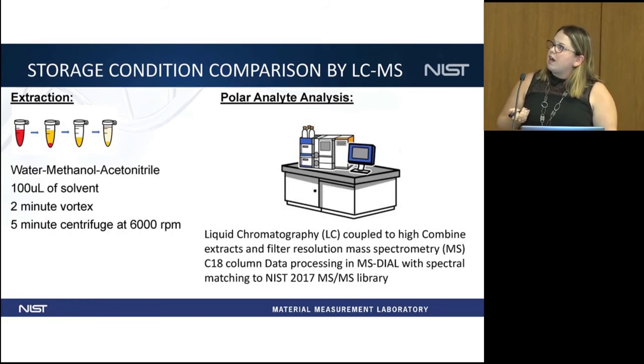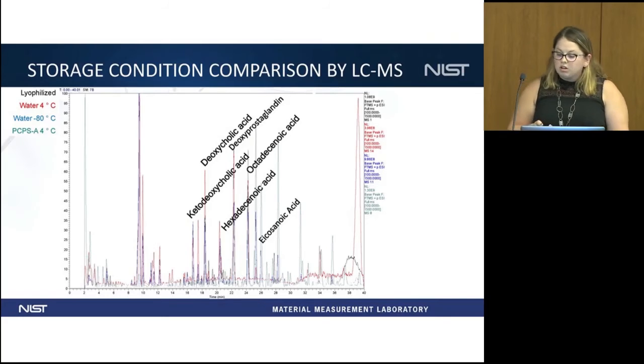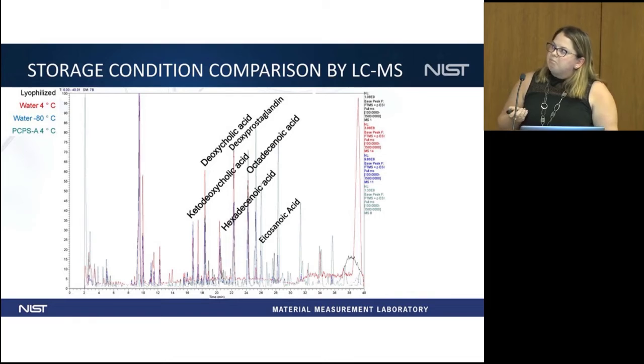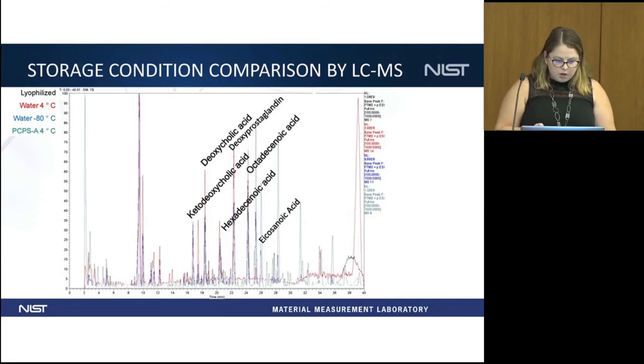So once again, looking at an overlay of the different storage conditions, there is no coherence. They all look very different, indicating that storage plays a very important role in what metabolites we can detect. In the liquid chromatography analysis, we see some of the larger biomolecules, things like fatty acids with more of a cholesterol backbone, and also some of the longer chain saturated fatty acids.